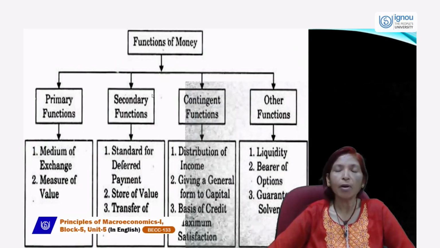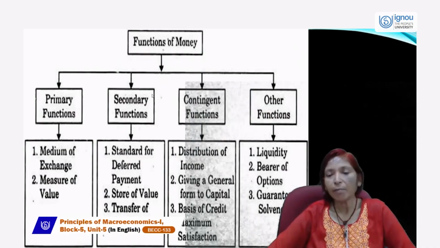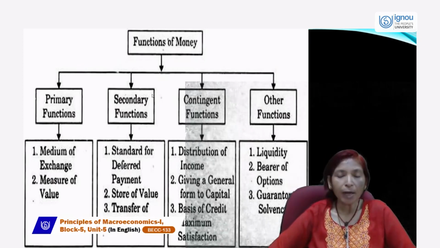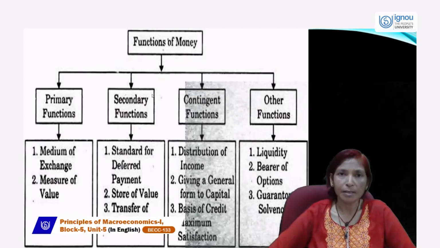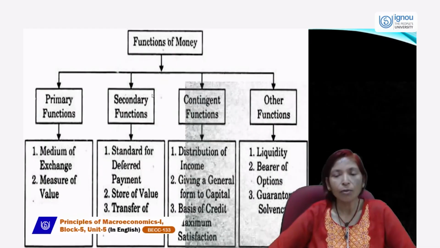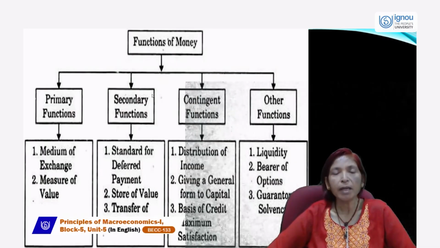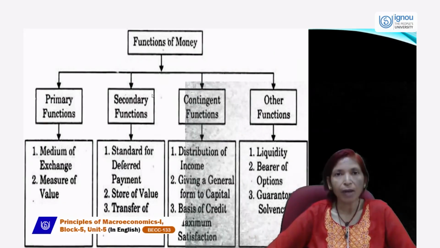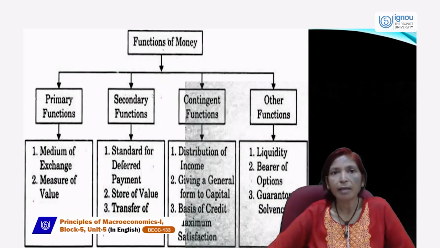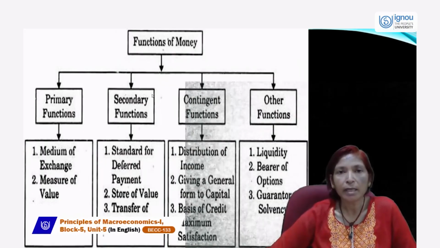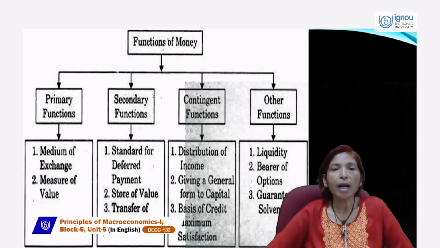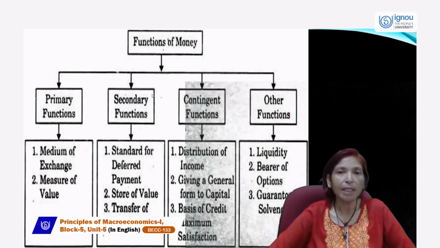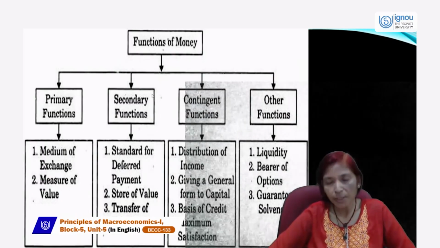Next is bearer of options. Money plays a very important role as a bearer of options. It means that if you have money, you have so many options, but if you don't have money, you have no option. If you have 1 lakh rupees, you can buy either a TV, refrigerator, AC, or anything. But if you don't have much money, you have very limited options.